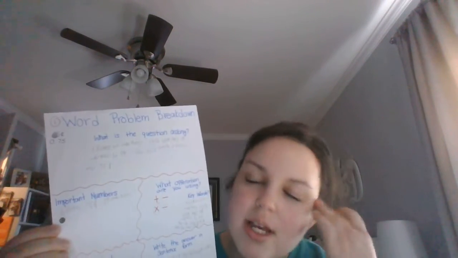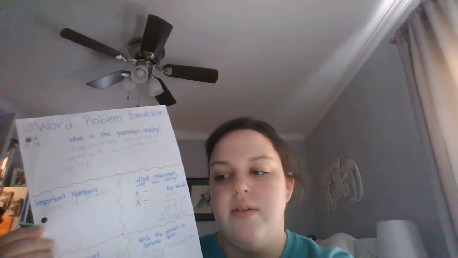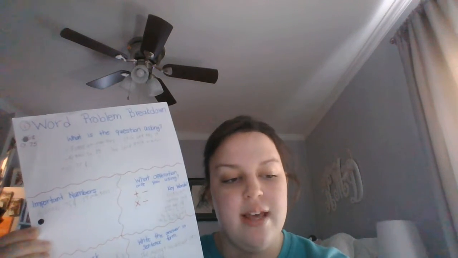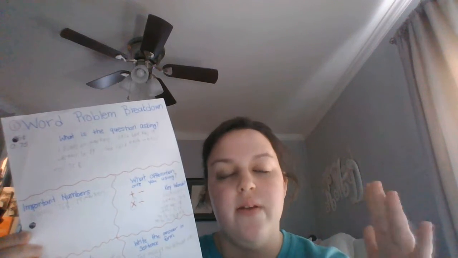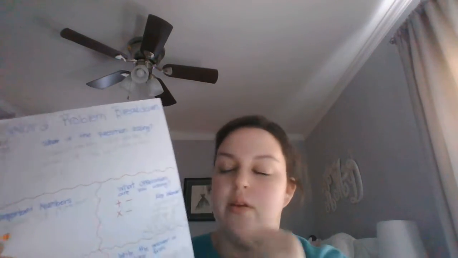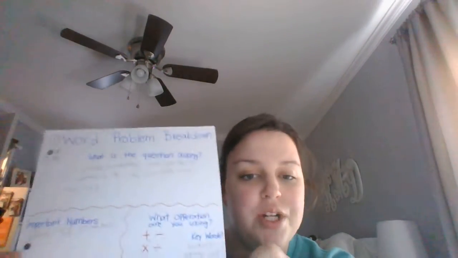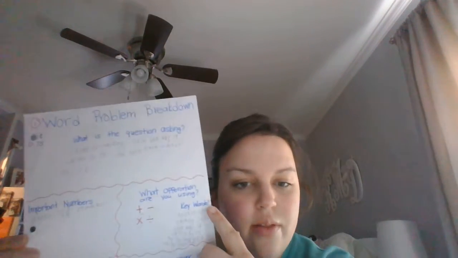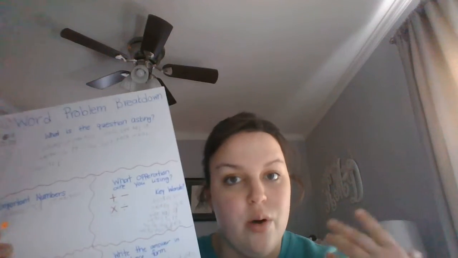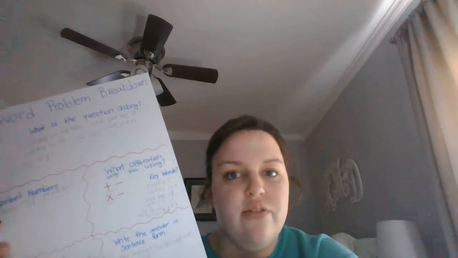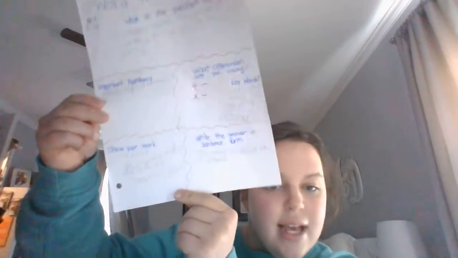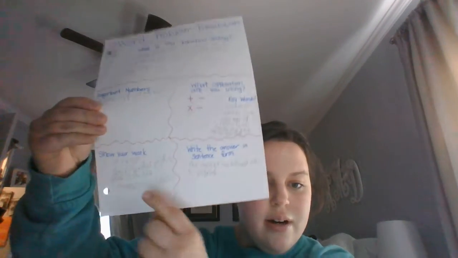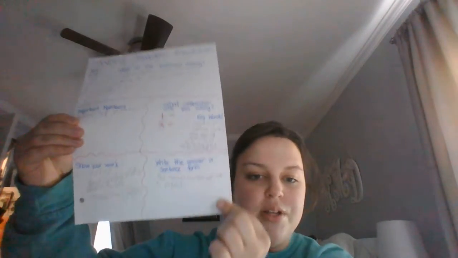Then this section says important numbers. That's where they can write down what numbers they think are important in the question. And then, what operation are you using? They would circle one of the following, and the keywords would be how they know that that is what it's asking for. And then down here, it's able to show your work. So you can show your work here and then write your answer in sentence form.